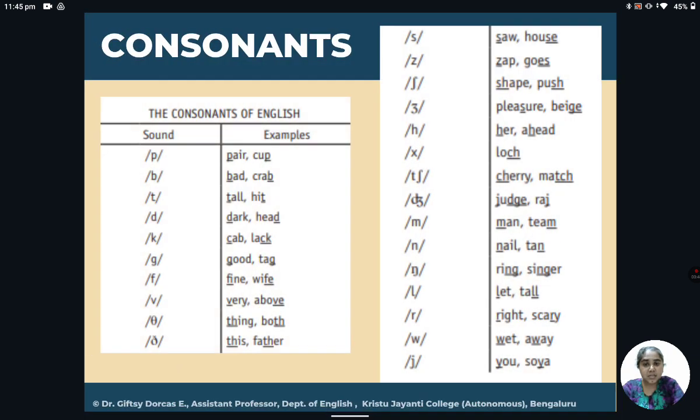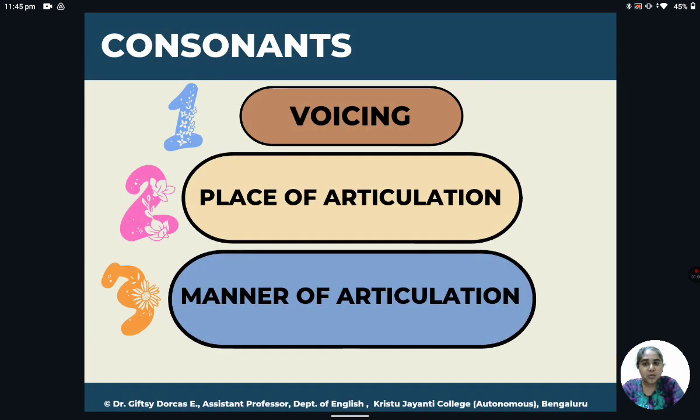These are the consonants that are listed. So we have the different consonant sounds in the English language. Consonants can be classified based on their voicing, the place of articulation, and the manner of articulation.